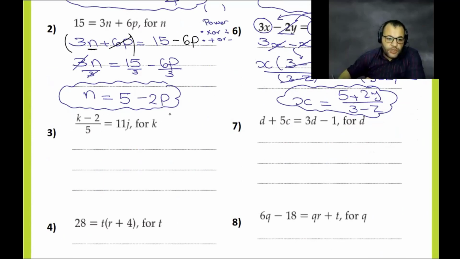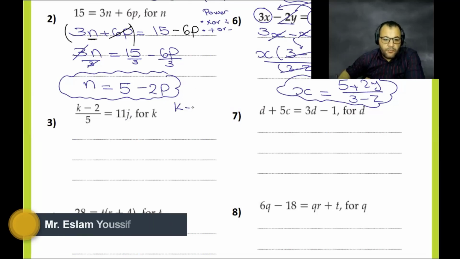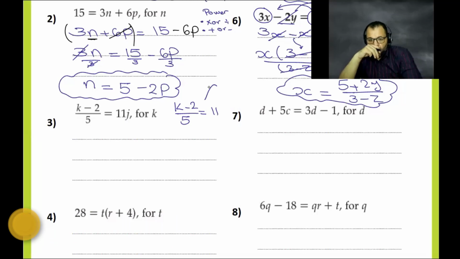I will solve this one for K. Suppose that in the question there is no J here. I have a question now: (K minus 2) over 5 equals 11. Did we take this one before? Yes, we did. Anyone who didn't know how to solve this question, if you don't know, please just inform me.